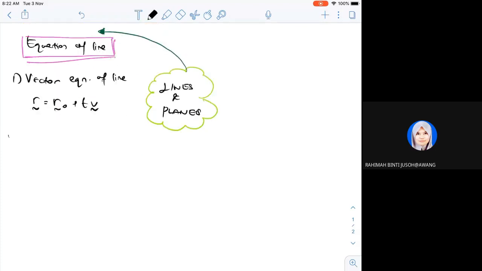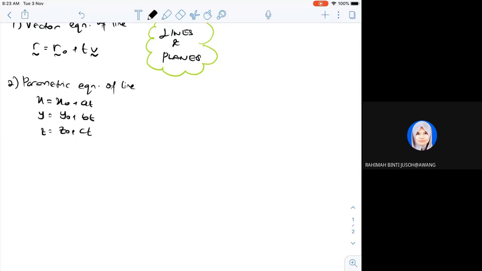Number two, we will have parametric equations of line. Okay, parametric equation of line. This is the most practical one. We will use a lot of parametric equations in forming the equation for line. This parametric equation comes from the vector equation, where we have x equals x naught plus at, y equals y naught plus bt, and z equals z naught plus ct. Okay, that is the parametric equations of line.